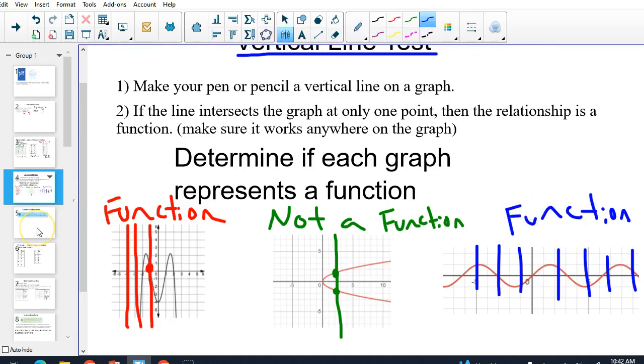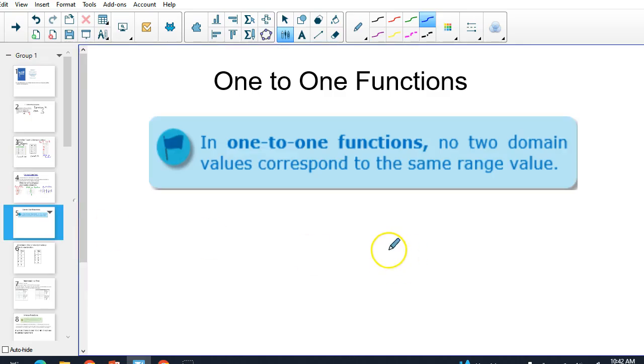Alright. Okay, so that's our functions. Now let's talk about inverse functions. Oh, I guess we're doing one-to-one first. So, a one-to-one function, which by the way just means it's going to be a function that has an inverse. It means that, first of all, it's a function, like we just defined. Can't be a one-to-one function if it's not a function. But otherwise, no 2 domain values correspond to the same range value.